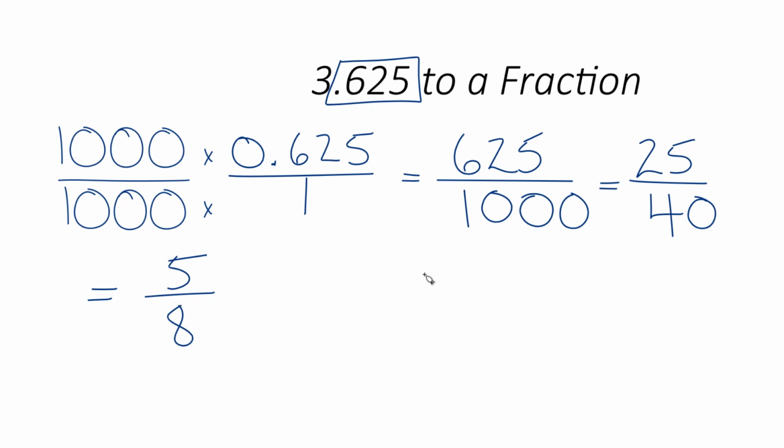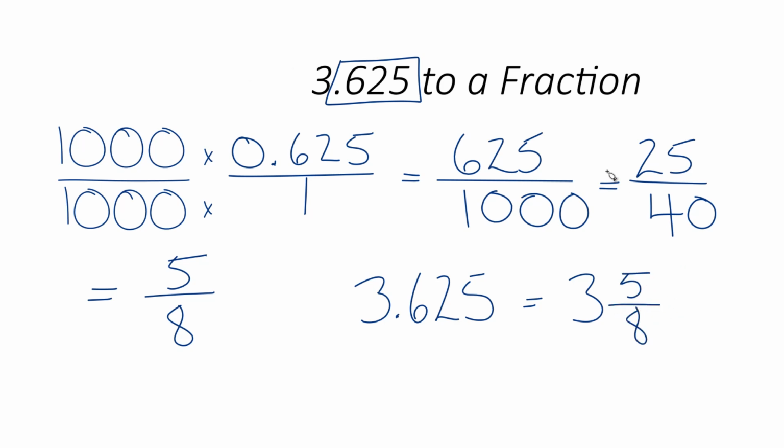But remember, we had 3.625. So instead, what we'll do is we'll put the 3 here, and remember that 0.625, that's the 5/8. So we're going to call that 3 5/8. And if you write 3.625 as a fraction, you end up having 3 5/8. That is it.